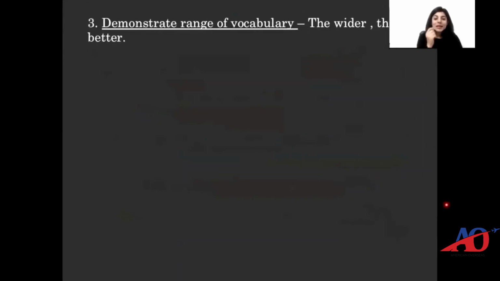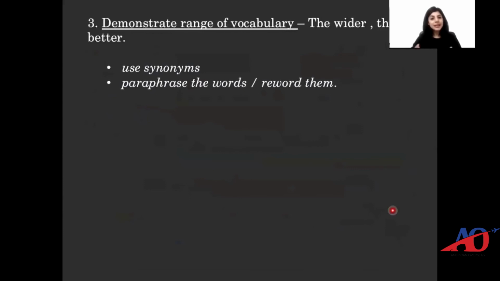Third, demonstrate range of vocabulary. The wider, the better. Try not to use the same words again and again in the essay. Instead, use synonyms, paraphrase the words, reword them. But please take care of accuracy. You're not marked on just listing the words, but how properly you put them in sentences to make proper sense of it.